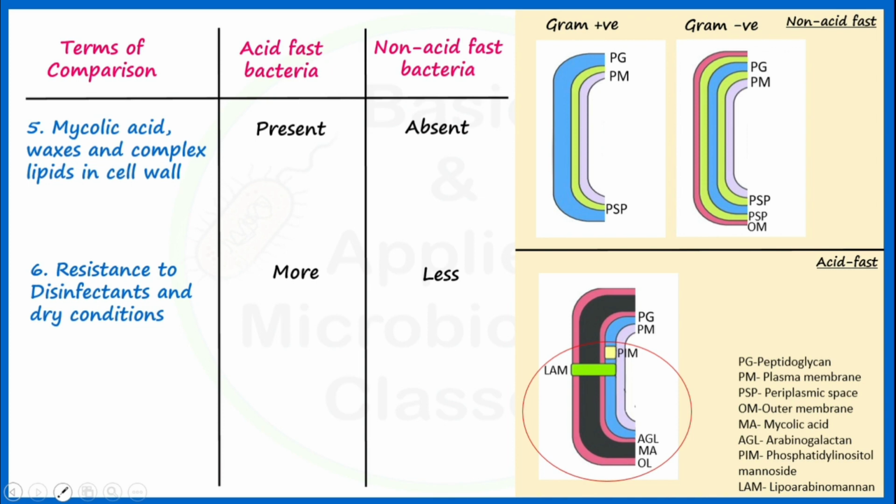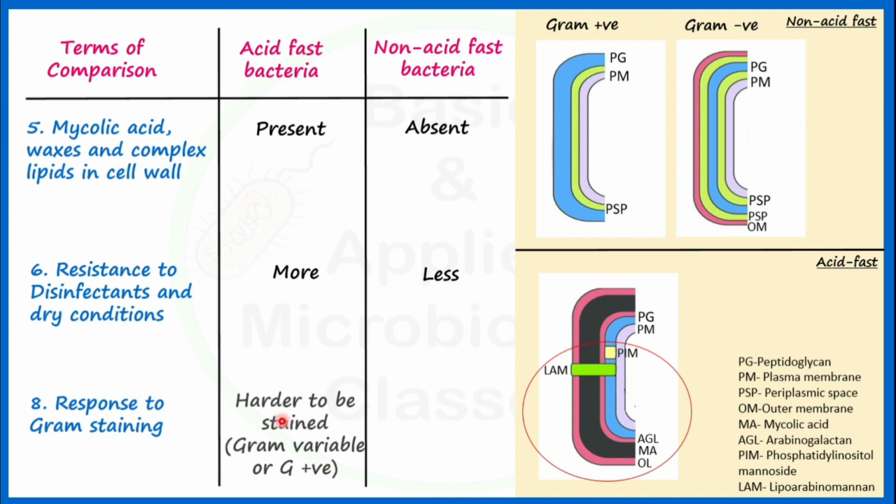Let's see the next point of difference, response to gram staining. Acid fast bacteria are harder to stain by the gram staining method. That's why there was a need to develop a different type of staining method to stain these bacteria, which we call acid fast staining. Non-acid fast bacteria can be stained by gram staining protocols, right? Now, let's understand in more depth why acid-fast bacteria are harder to stain by the gram staining protocol.